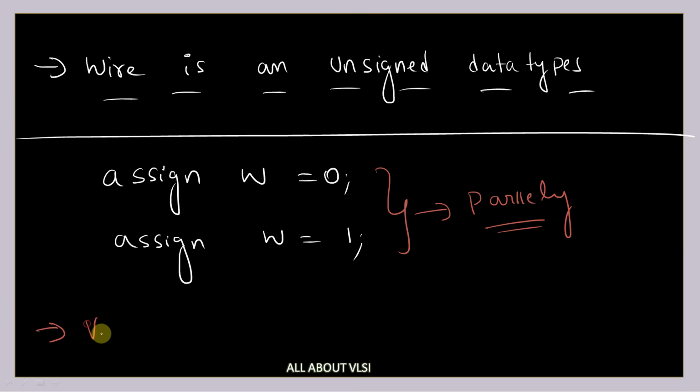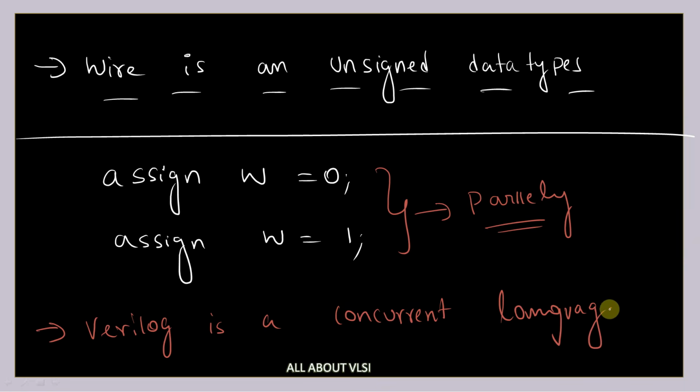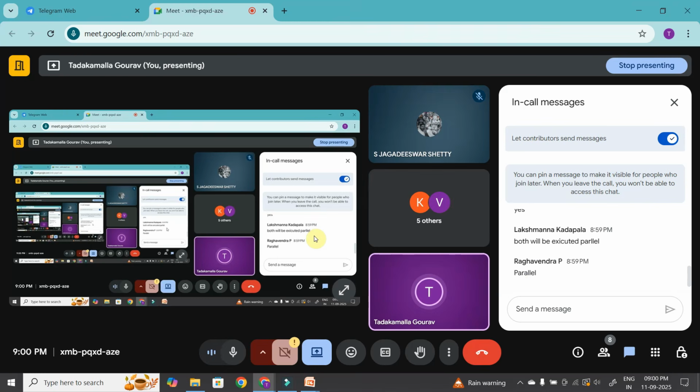And one more important point is Verilog is a concurrent language or parallel language, you can say. So any statements which we have written inside our Verilog are going to be executed parallelly. So these two statements will be running parallelly. Now, what will be the value that will be driven onto this wire, 0 or 1?